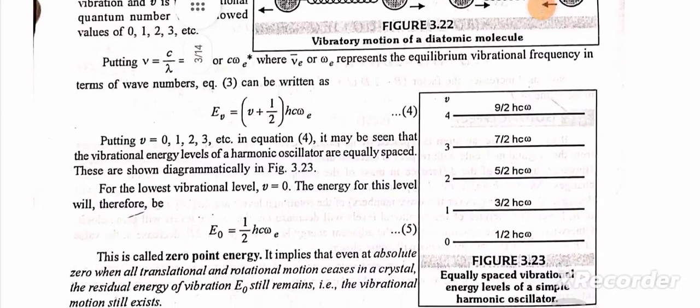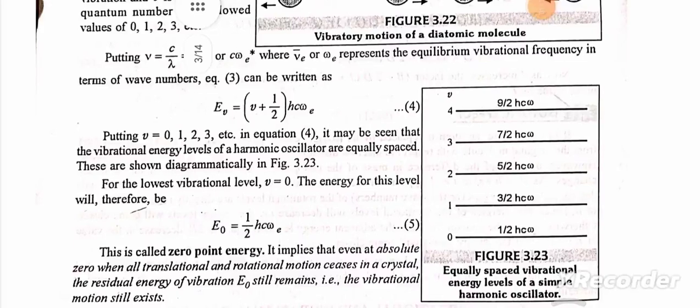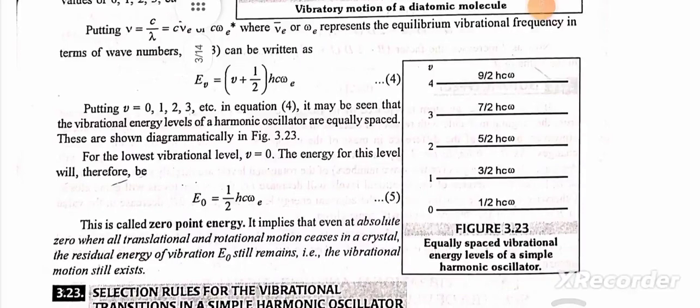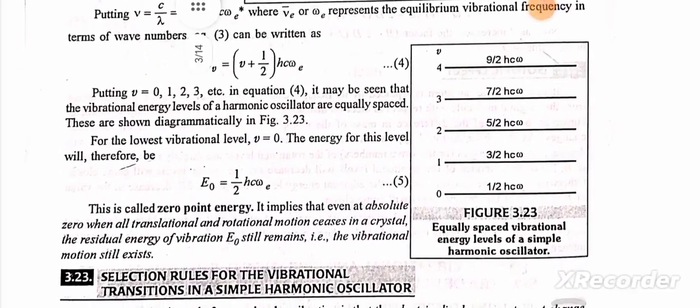Putting v equals 0, 1, 2, 3, etc. in equation number 4, it may be seen that the vibrational energy levels of a harmonic oscillator are equally spaced. These are shown diagrammatically in this figure 3.23.